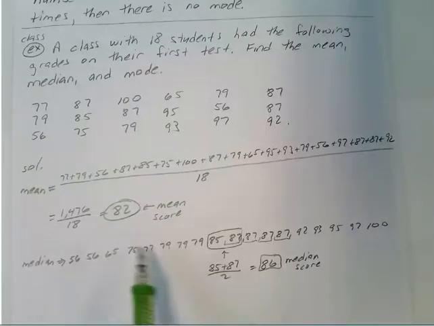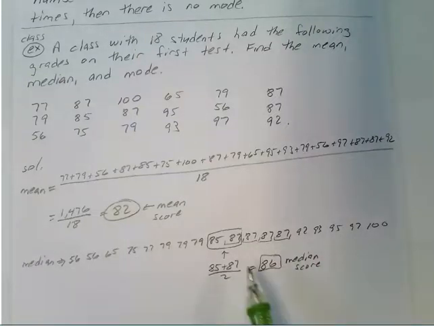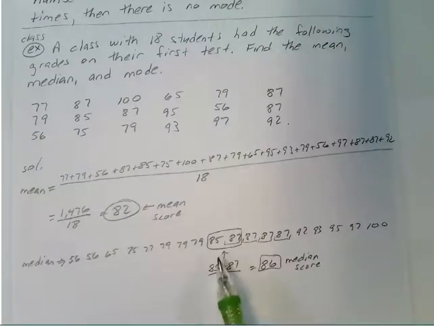Okay. Remember, you only have to do this if you have an even number of values. Okay, so if we had 17 values instead of 18, we wouldn't have to add it, we just pick the one in the middle. But since we have an even number of values, that's how we'd use it.